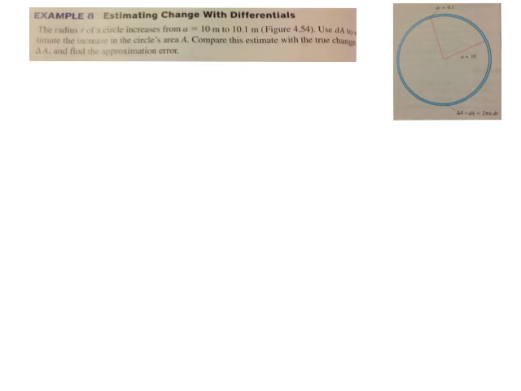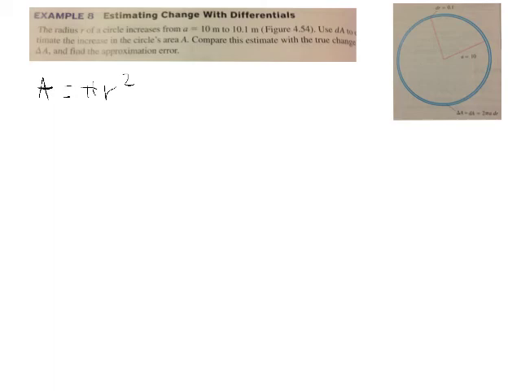Okay, on this guy, what we want to do is we've got this circle, and the radius r of a circle increases from a, which is 10 meters, to 10.1 meters. Use dA to estimate the increase in the circle's area A. Compare this estimate with the true change, delta A, and find the approximate error. Looks long, looks nasty, not bad. Let's start with what we know. We know that the area of a circle is pi r squared.